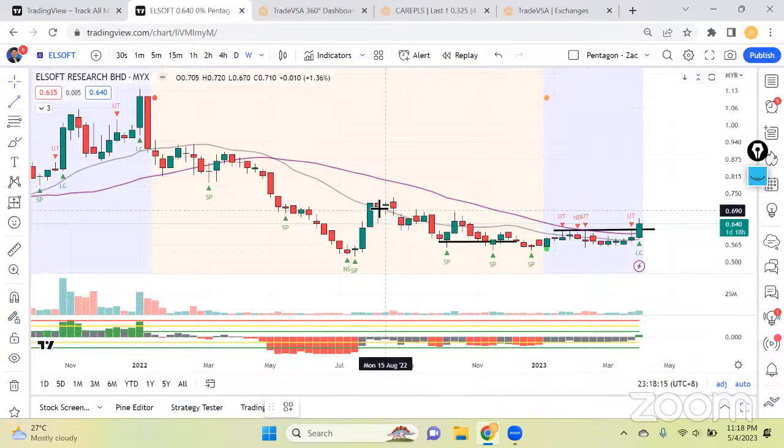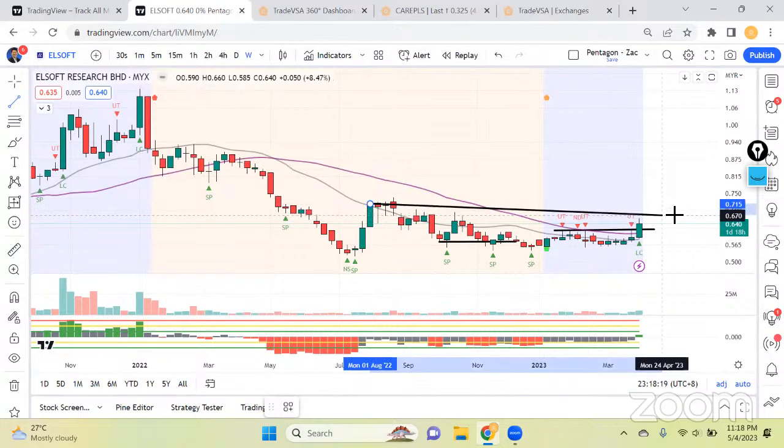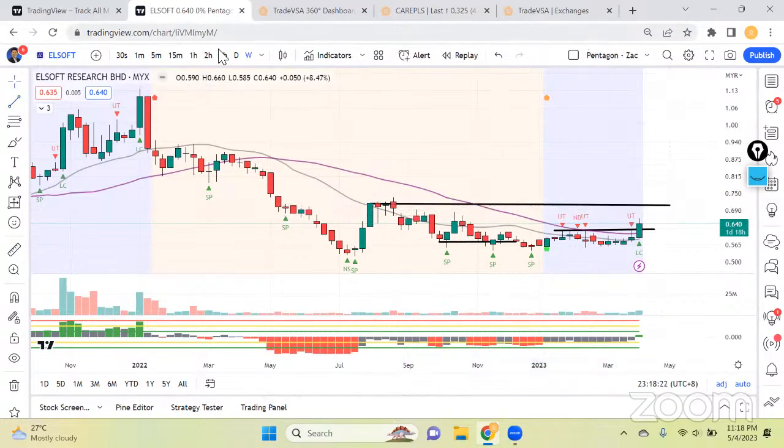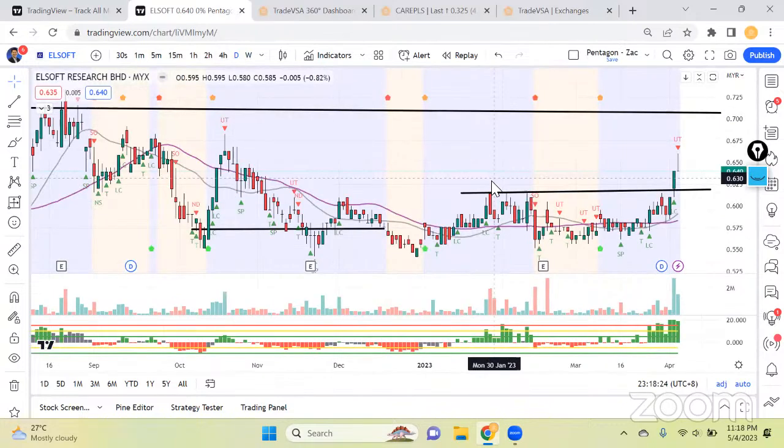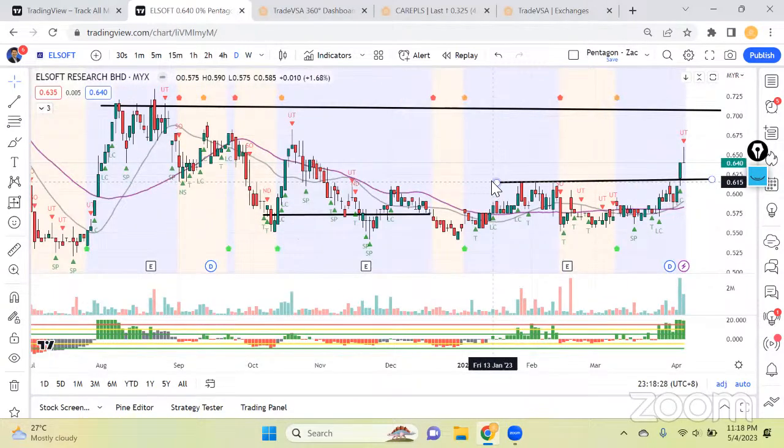Okay, the next one, long-term wise, let me look at this long-term chart over here. I think somewhere around here. Okay, I think it's possible. Let's look back into the daily chart. Yep, I think the daily chart also tells the same thing.